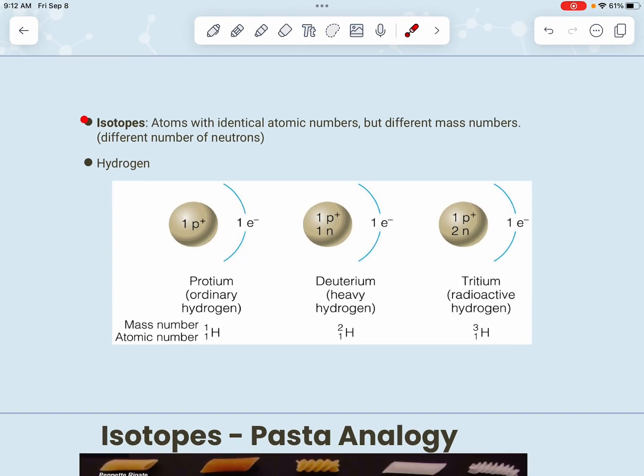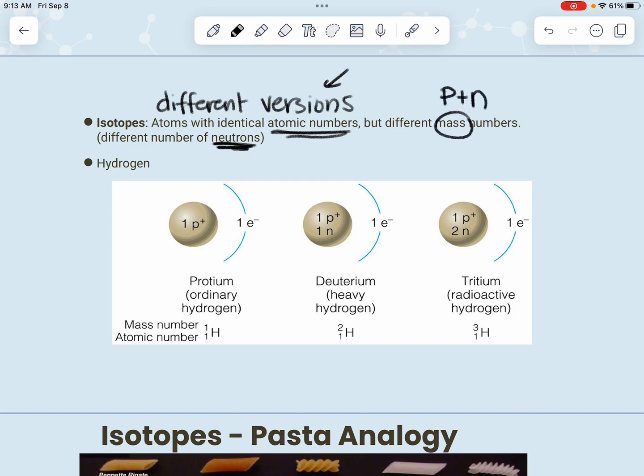So isotopes, there's a definition up here. It says atoms with identical atomic numbers but different mass numbers, or different numbers of neutrons, okay? What I like to say is that they're different versions. It's like different versions of the same element, all right? Because they have the same atomic number or the same number of protons, right? It's always going to be carbon or whatever you're talking about. But they're different versions of carbon because they have different numbers of neutrons, which results in a different mass because the mass is the protons plus the neutrons, okay?